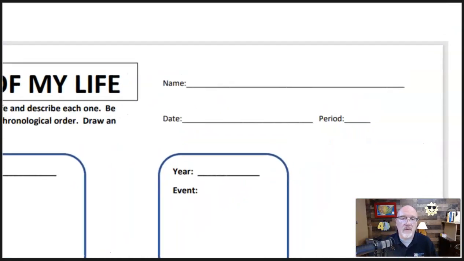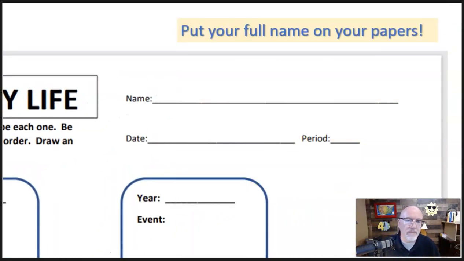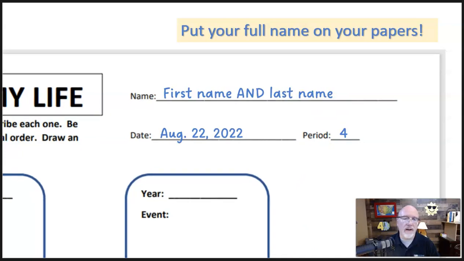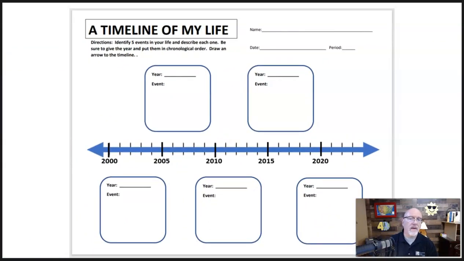All right, so first of all, in every assignment in my class, make sure that you put your full name on your papers, and that means your first name and your last name. And then always put today's date and the class period. So in this case, let's say we're doing this on the first day of school and you're in my 4th period class, you would put August 22 and you're in 4th period. But whatever the date is, you put that date on your paper, and whatever class period you have me, make sure you put that in there, and put your first name and your last name. That helps me to keep organized. All right, so we're looking at the worksheet.